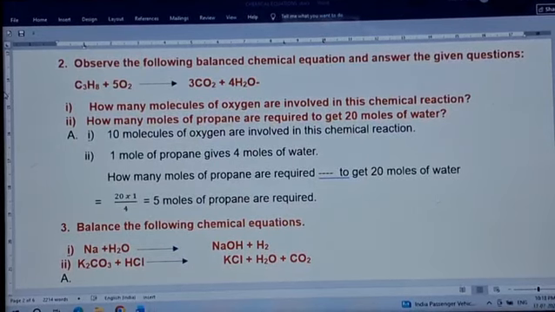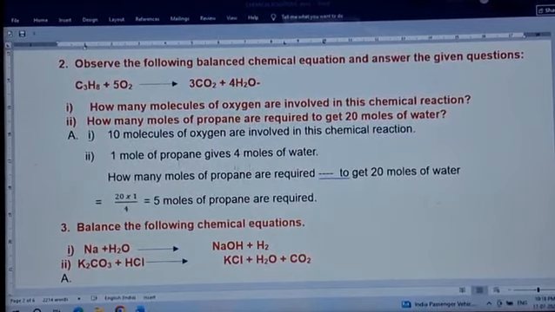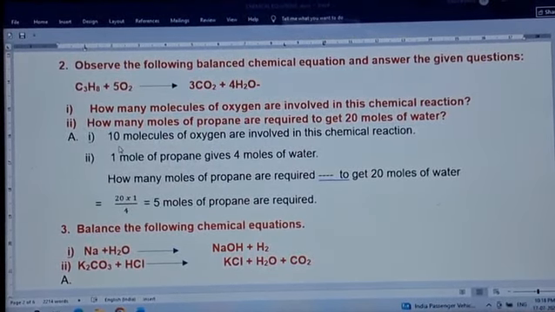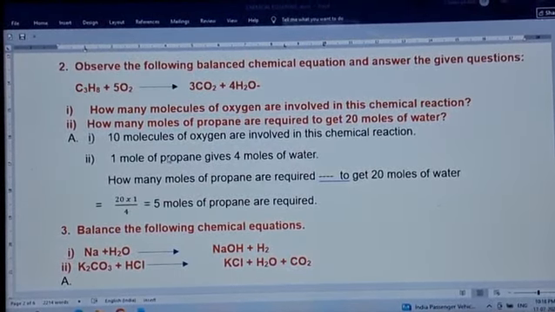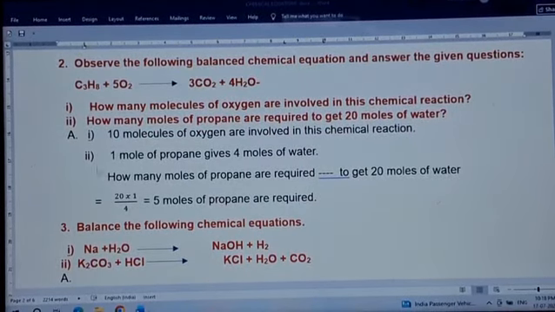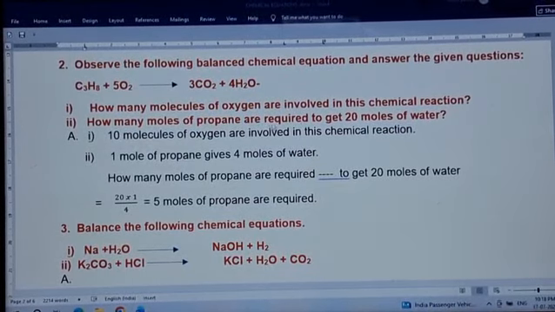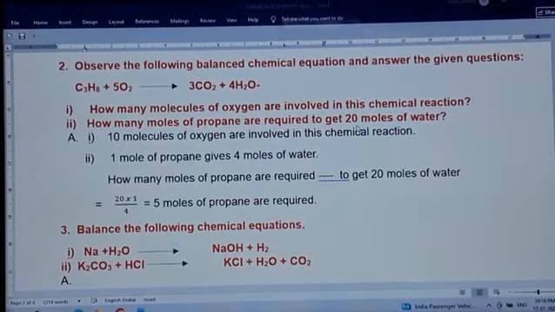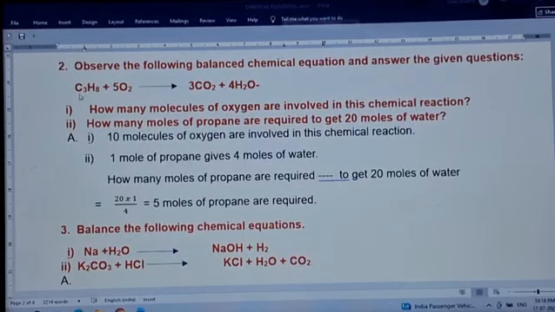So in this, how many molecules of oxygen are involved in this reaction? Definitely, we will be saying that 10, because 5 twos are 10. 10 molecules of oxygen are involved in this reaction. Second question, how many moles of propane are required to get 20 moles of water?